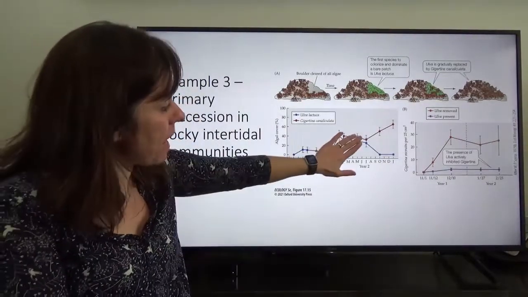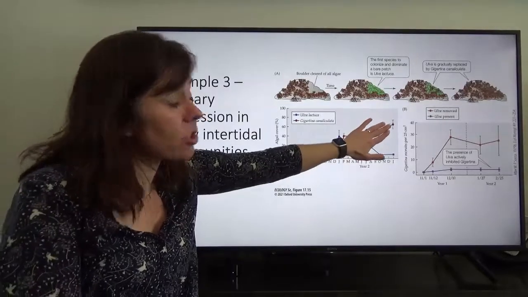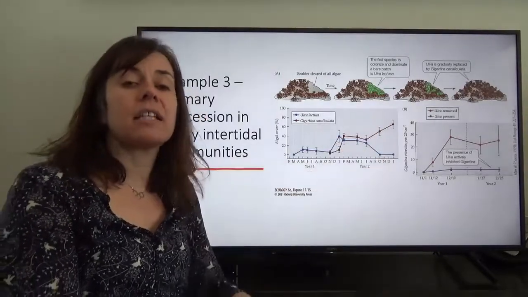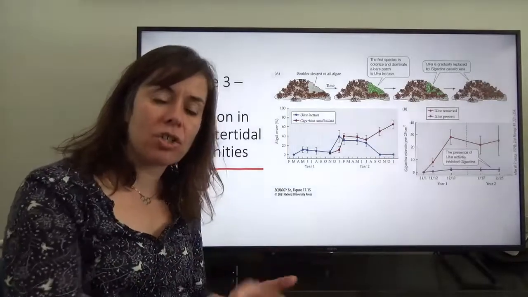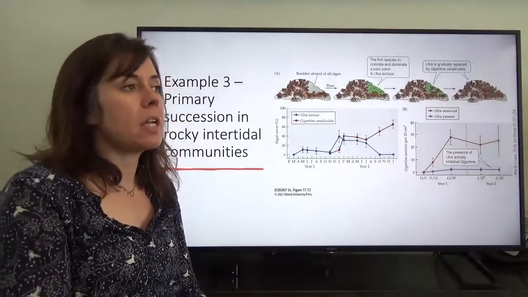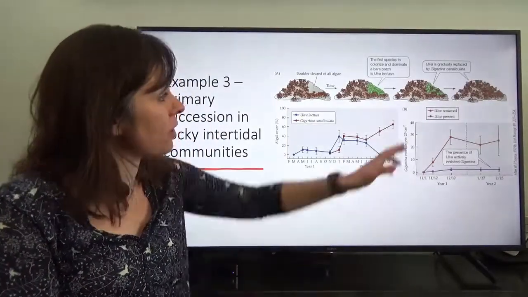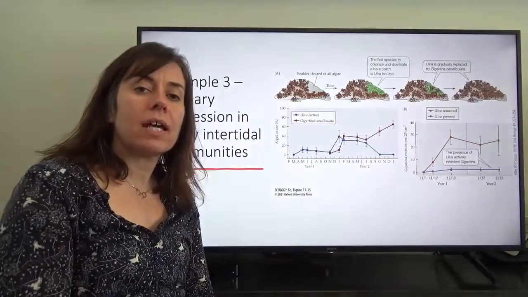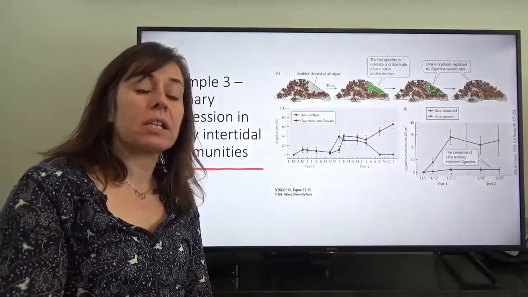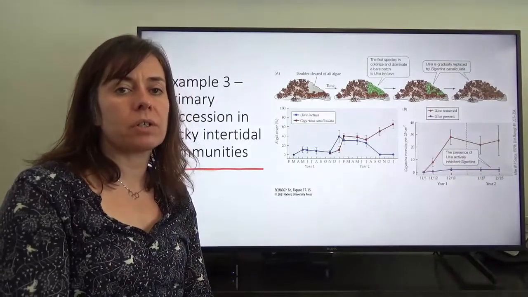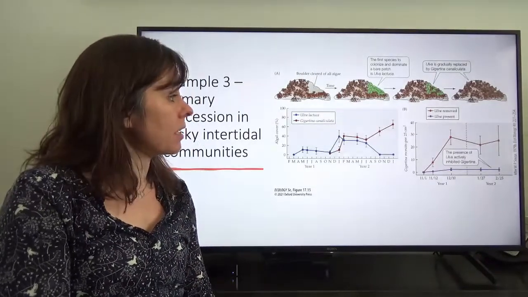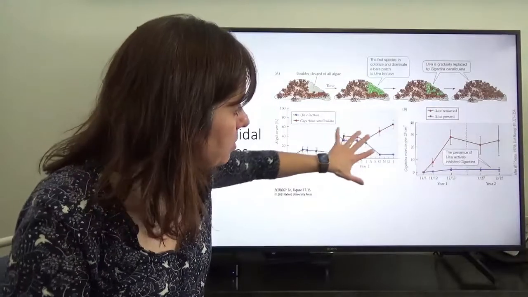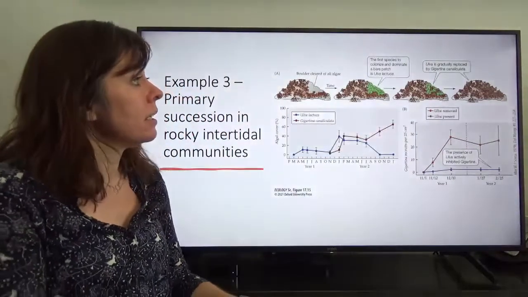So why do we see this pattern then? Why does Gigartina eventually take over from Ulva? And the explanation is an additional biotic stress. So you have these different invertebrates that come and start preferentially munching away at Ulva and removing it from the boulders, allowing Gigartina recruitment to occur. This sort of switchover to happen.